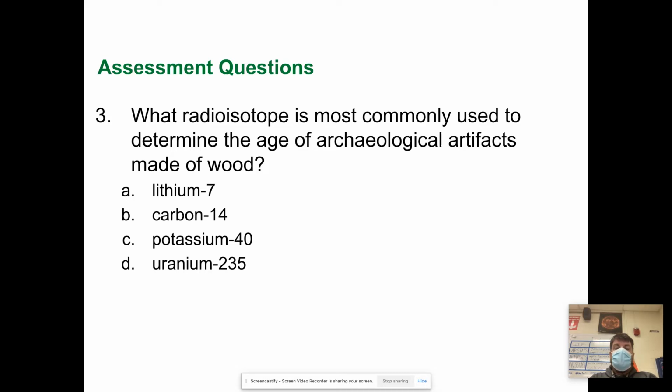What radioisotope is most commonly used to determine the age of artifacts made of wood? Carbon-14. It's an organic material. It uses carbon. Remember that glucose is carbon, right? And that's it.